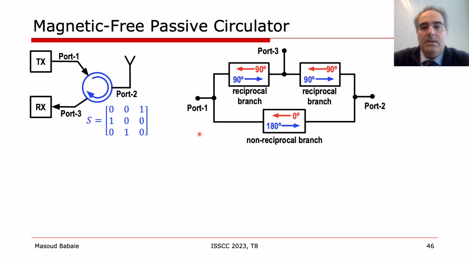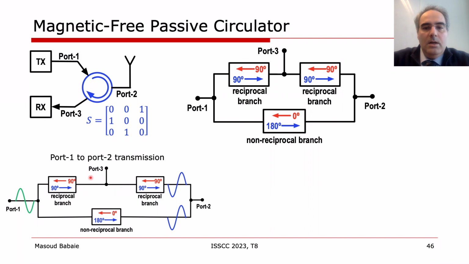In integrated circuit technologies, the circulator can be implemented using two reciprocal branches and one non-reciprocal branch. In the reciprocal branches, it does not matter if the signal travels from left to right or from right to left. It always experiences the same phase shift, for example 90 degrees here. However, in the non-reciprocal branch, the signal direction is important. For example, if the signal travels from left to right, it experiences 180 degree phase shift. However, the phase shift is 0 degrees in the reverse direction.